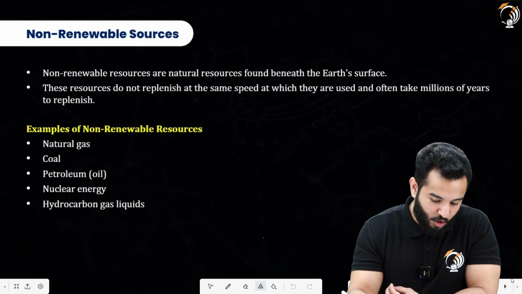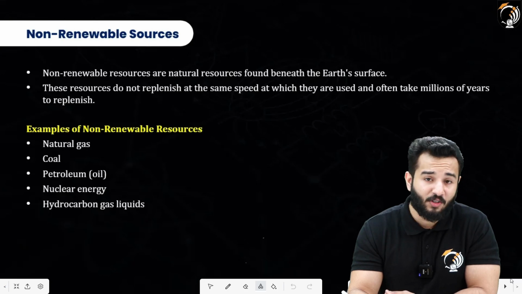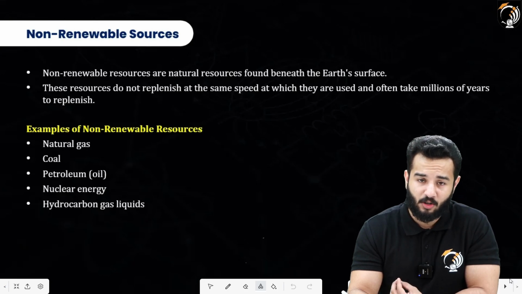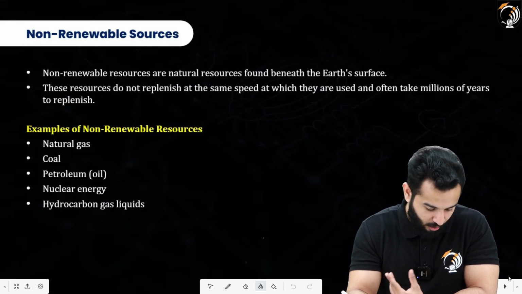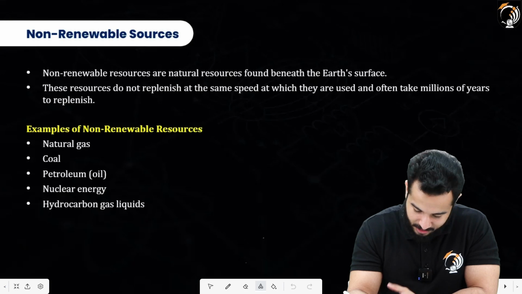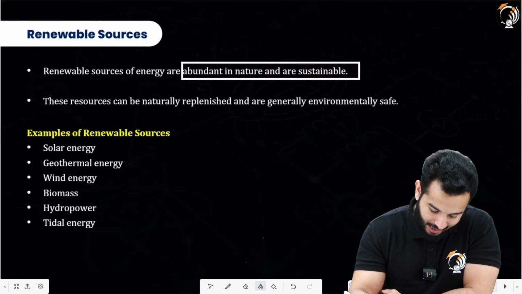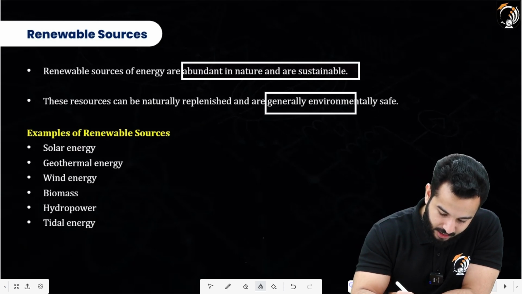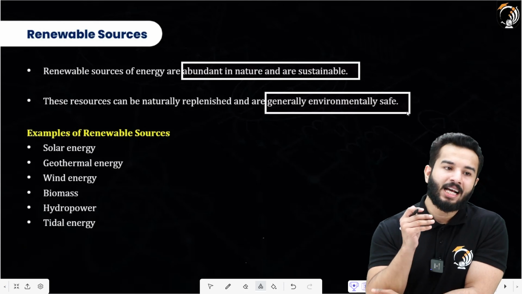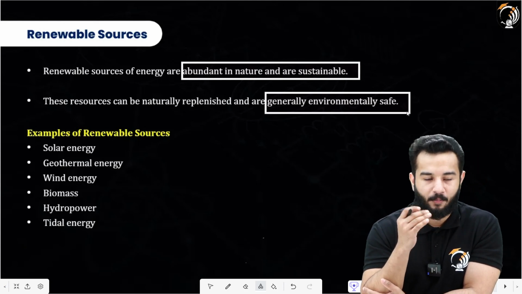The next ones are non-renewable energies. These are those which are found beneath the earth's surface and which are not sustainable. These are going to run out after some time, and they are natural gas, coal, petroleum, nuclear energy, and hydrocarbon gas liquids. There is a point that is written that they are generally environmentally safe. Now this is not absolutely correct.